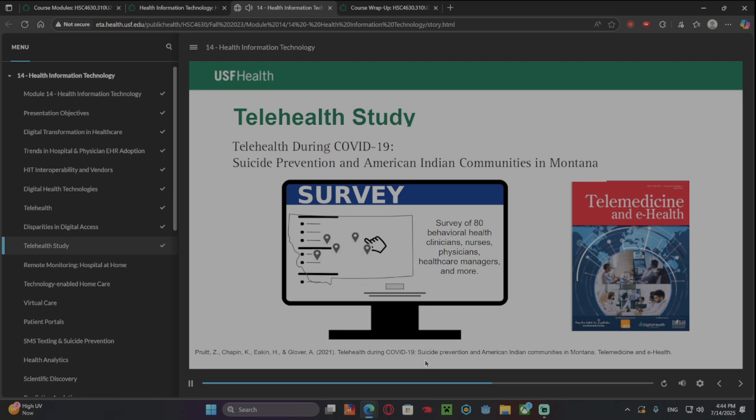In addition, they found that, yes, they can do suicide prevention, but there are severe access issues for Native Americans who are in big need of support services for suicide prevention. And during COVID, that was made much worse.